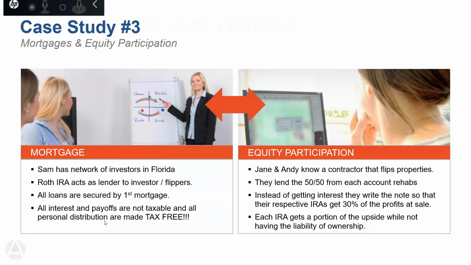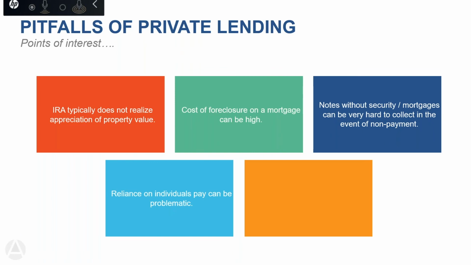So it's a pretty cool way to have an investment structured with equity participation. But now there are some pitfalls, and there certainly are some things to look out for. The IRA typically does not realize appreciation in the property value. So if the property value skyrockets, unless you have equity participation written into that loan, you're not going to get to enjoy that. So if you lent someone $100,000 for the purchase of a property on a standard 15 or 30-year mortgage, and then they go to sell that property and it's quadrupled in value to 400 grand, you get your 100 grand plus any interest that you made. They get to reap all the rewards of the property value increasing.